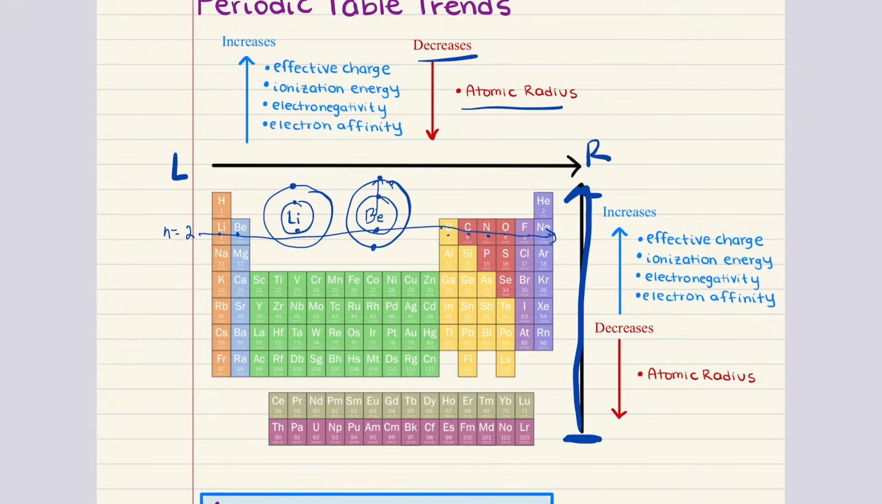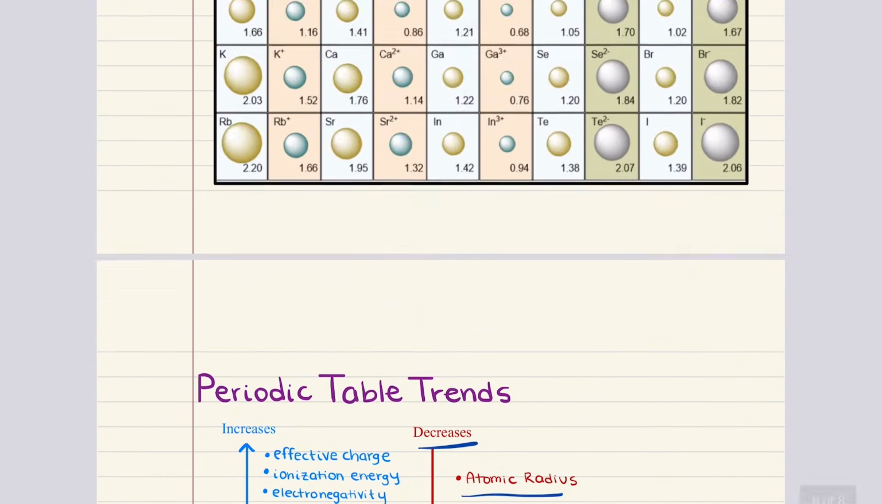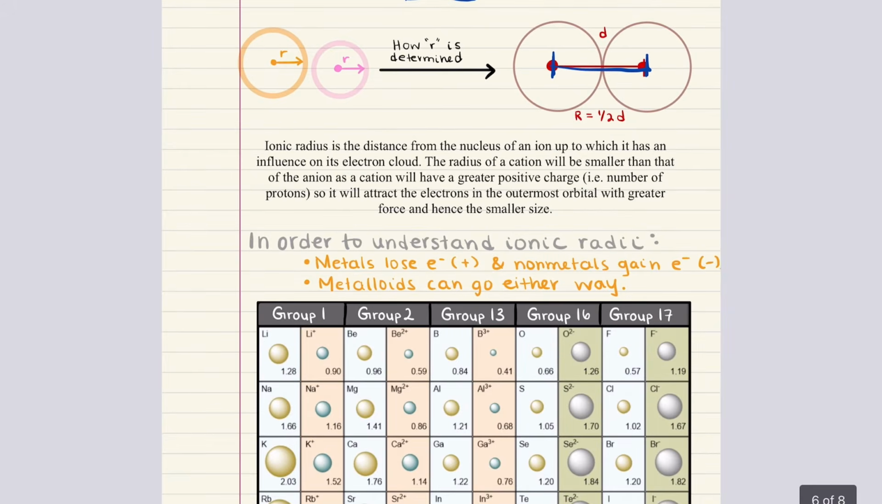Second, to contrast atomic radius, we want to talk about ionic radius. While the concept of atomic radius helps us understand the size of neutral atoms, the ionic radius is used to describe the size of charged species, or ions. And so the ionic radius is defined as the distance between the nucleus of an ion and the outermost shell of the ion.